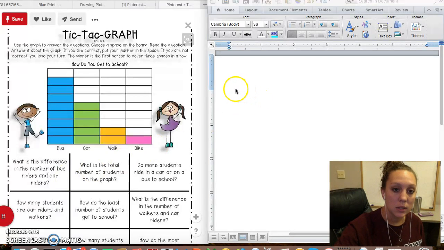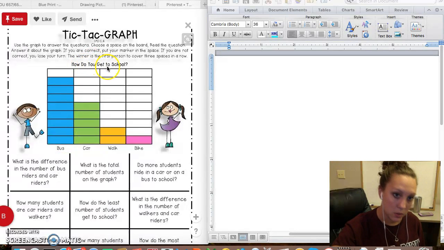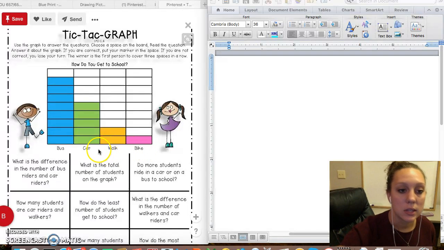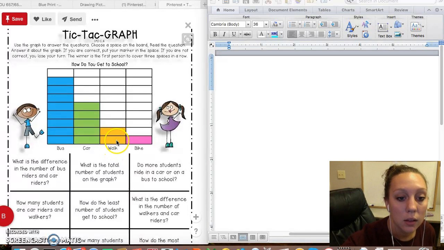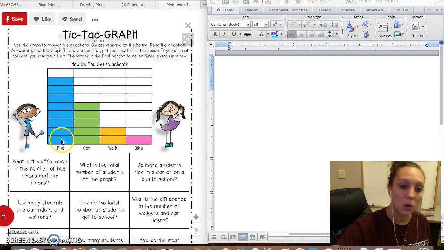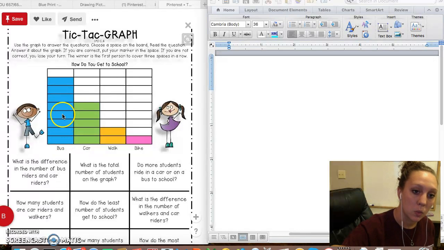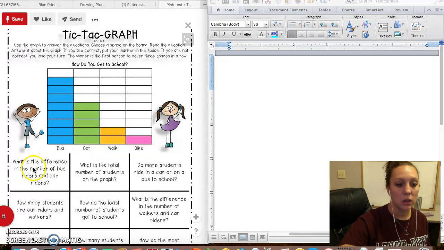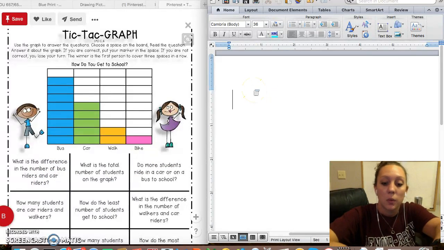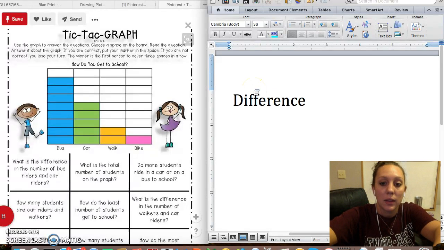Okay, so this is a pictograph about how students get to school. So we have a bus, a car, they walk, or they bike. Okay, and this graph doesn't tell us if each square means more than one. So we're going to interpret that each square is one student. So the first question here says, what is the difference in the number of bus riders and car riders? Okay, so we know that difference means that we are going to subtract.